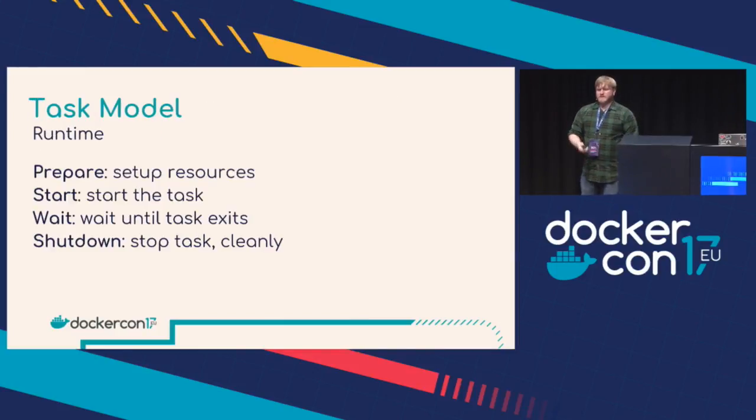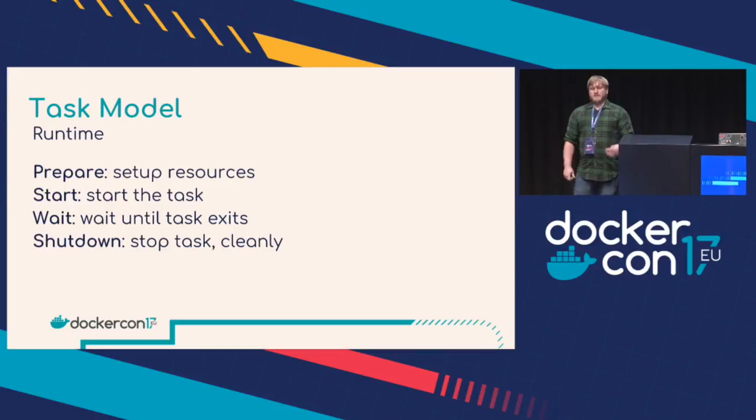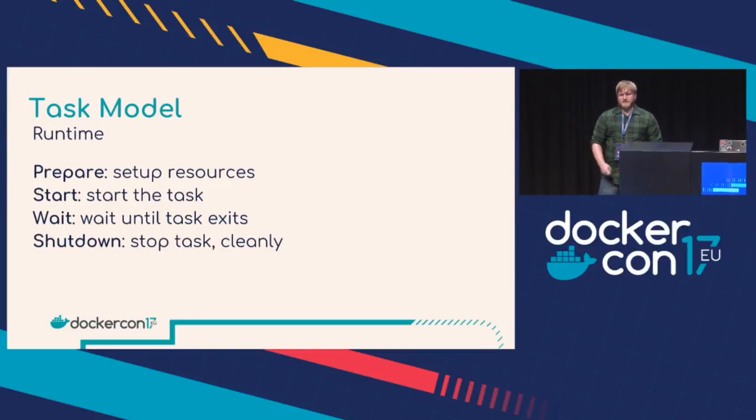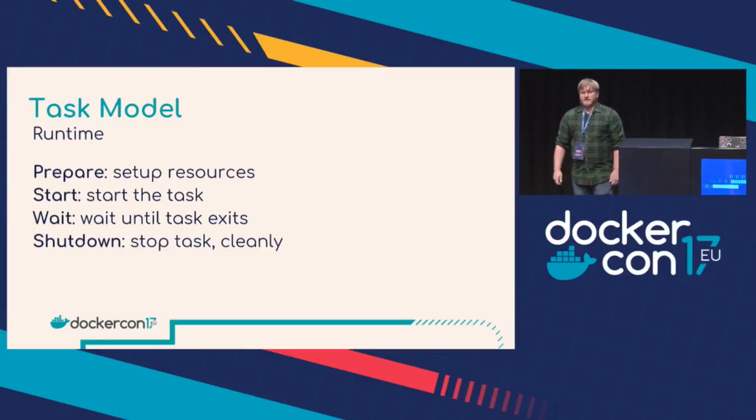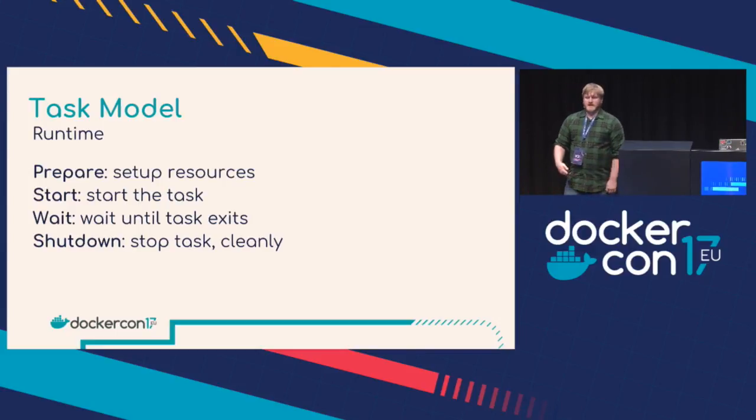So, I've been using this term task. What does it mean? It's a really overloaded term, but it's just a one-shot object within SwarmKit. And at the lowest level, it has 4 operations that include preparing. So during prepare, we actually do pulling images. We set up network resources. We have a start method, which actually will start the container. We have a wait method, which will wait until the task exits, and then a shutdown method.